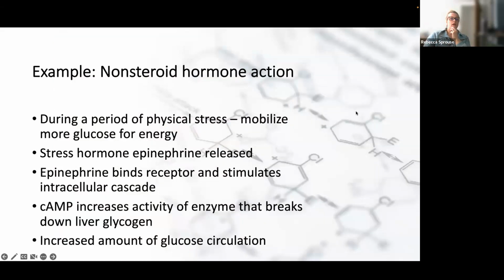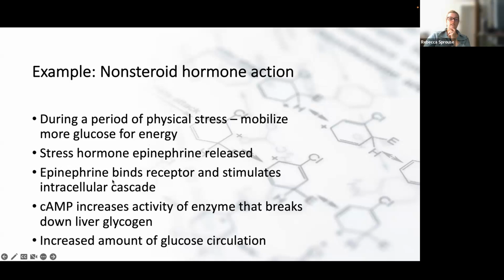Okay. An example: during a period of physical stress, we'll talk about stress later this week, what our body wants to do is mobilize more glucose for energy, right? The more stress we're under, the more energy our body uses. And so we need to mobilize as much glucose as possible to use for cellular energy. So what our body does is maybe release epinephrine.